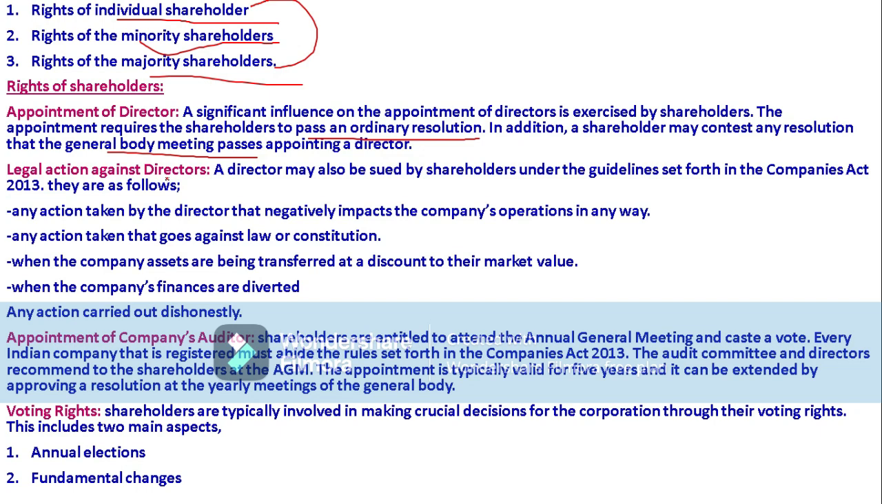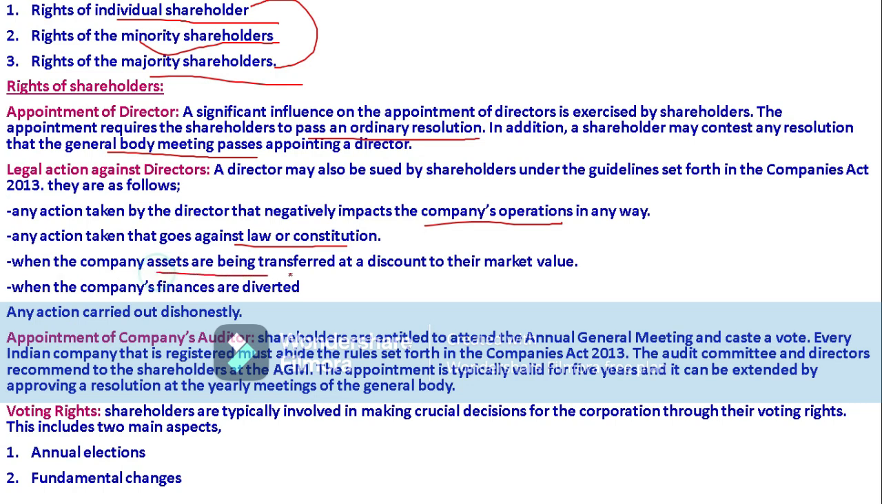So what are those legal actions against directors? Any action taken by a director that negatively impacts the company's operations in any way, which means any act done by the director in any manner which is prejudicial against the affairs of the company, and any action which is against law or constitution, and which is a fraud.